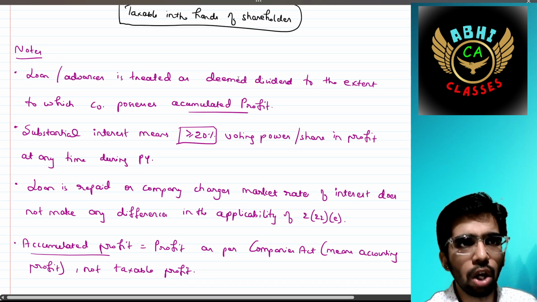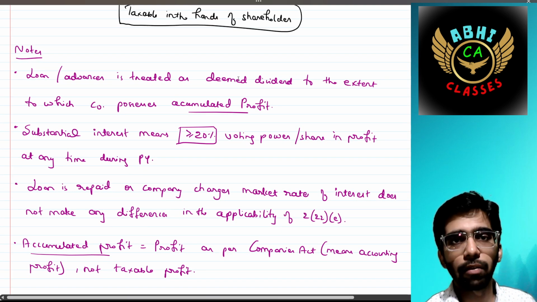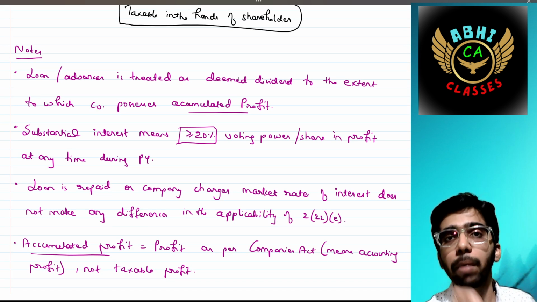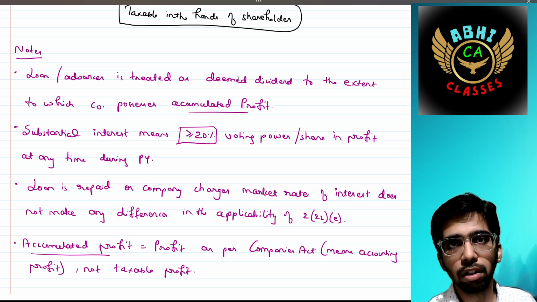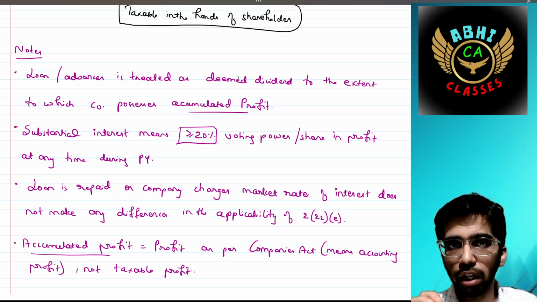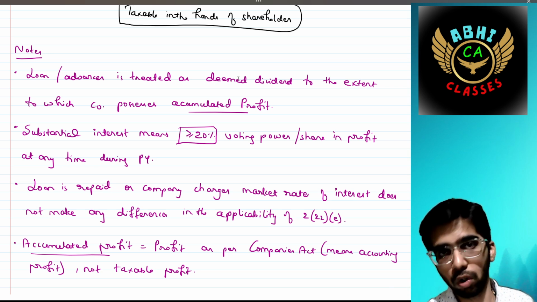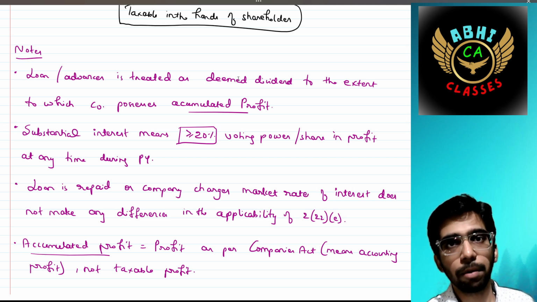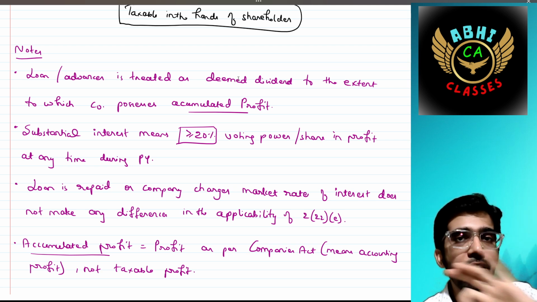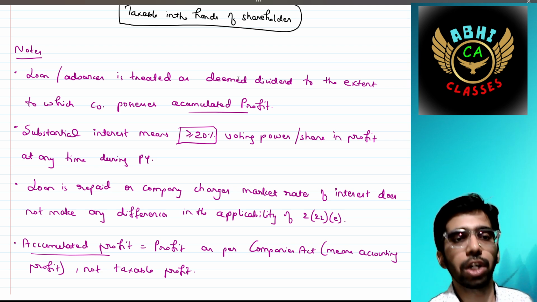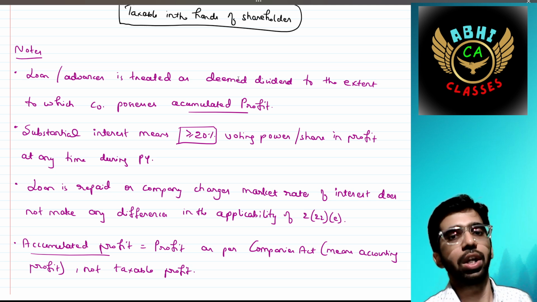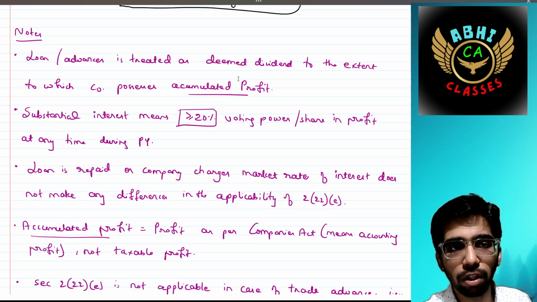Some of the notes: loans or advances are treated as deemed dividend to the extent of accumulated profit. Here we have not mentioned capitalized or not; it is never mentioned whether capitalized or not. But the second consideration, this rule is applicable only in the case of closely held company, but the above three subclauses are applicable to every company. Substantial interest means more than or equal to 20% of the voting power or share in the profit at any time during the year.